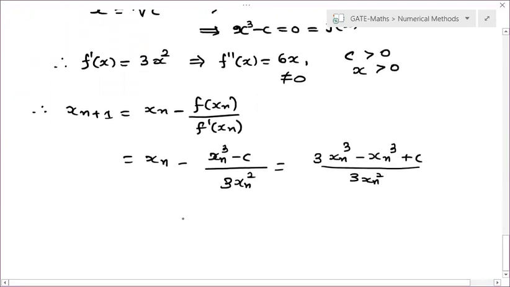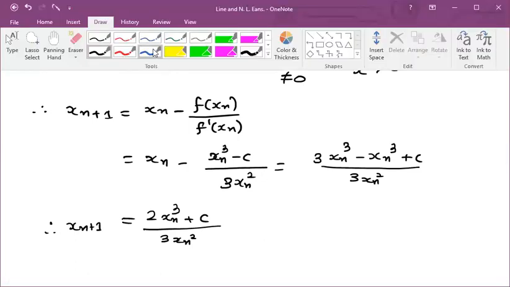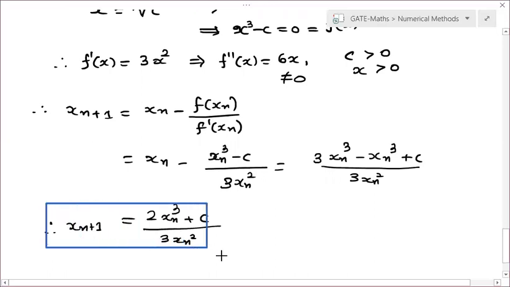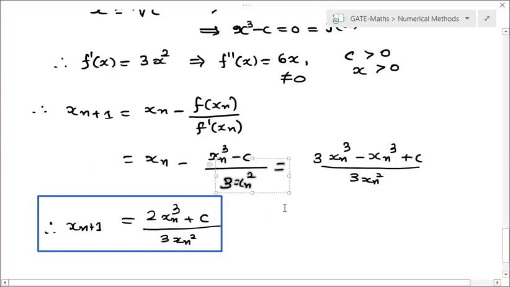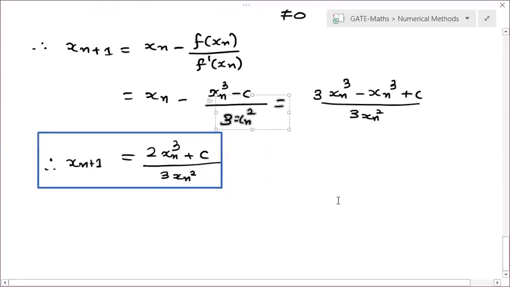Now 3 minus 1 is 2, or not? So this is your (2 times xn cube plus c) divided by 3 times xn square. This is your x(n+1). Right. So this also you can remember, but it is better not to remember these things, right? You can directly derive whenever you want. It is not a big deal. Okay. So is it clear? Right. Based on this, they can ask you so many questions.